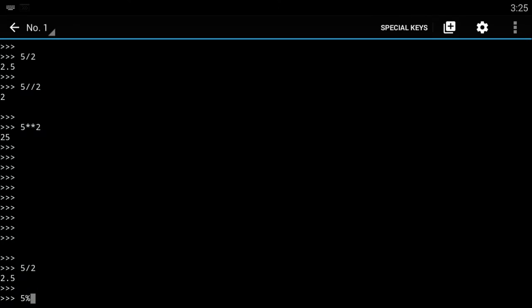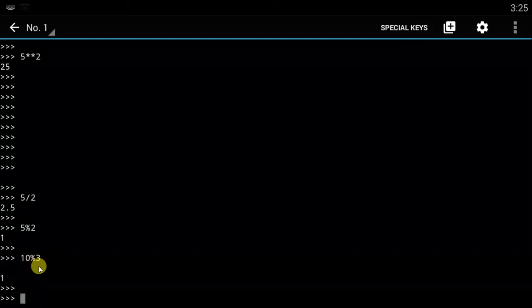So 5 % 2 gives you 1 as the answer, because 2 goes into 5 twice, and then the remainder is 1. The remainder is what this sign makes this line of code right here spit out for you. So the remainder is 1. That is why you are having 1 here. If I were to do this with 10 % 3, it still gives me 1, because the remainder in this case is still 1.